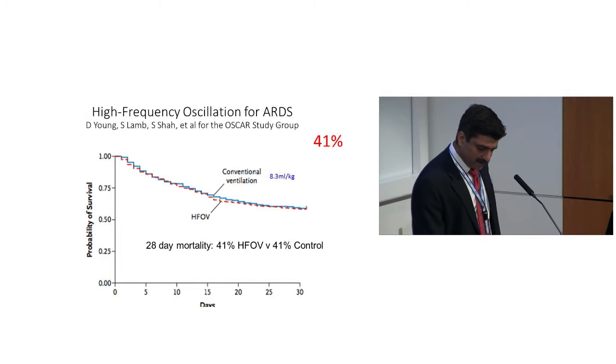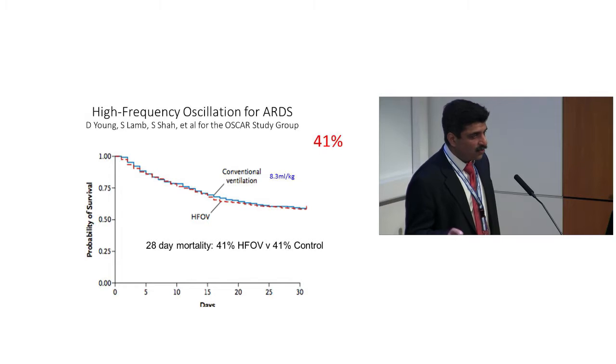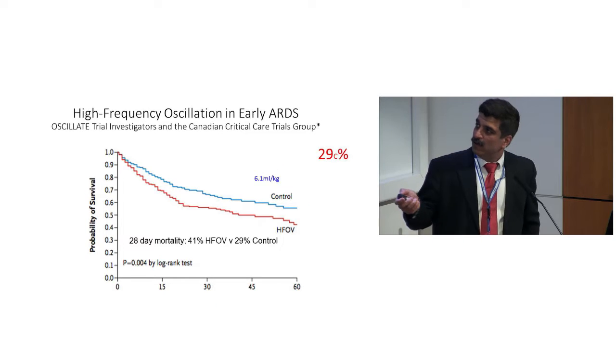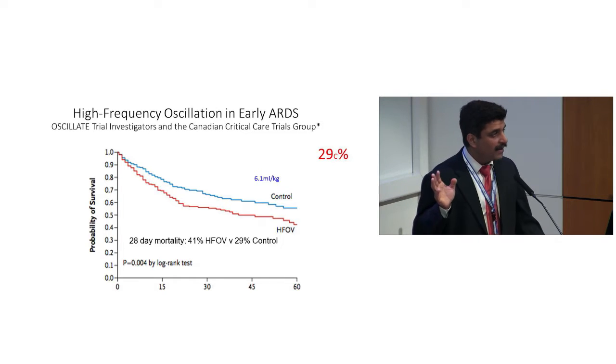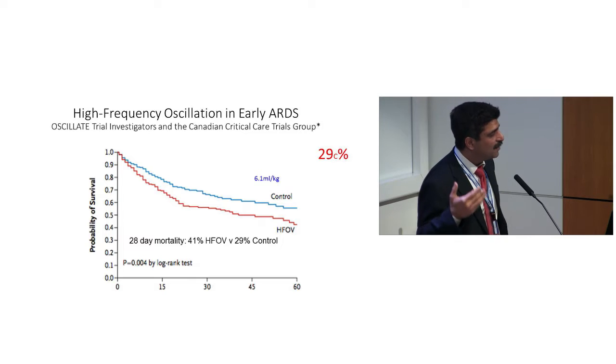At the same time, the Oscillate group produced their paper. They also had 41% mortality in the HFOV group, but the conventional group had 29% mortality, and they used 6.1 ml per kg tidal volume. So again, all these papers show that your fundamental principle is: ventilate the lungs gently.